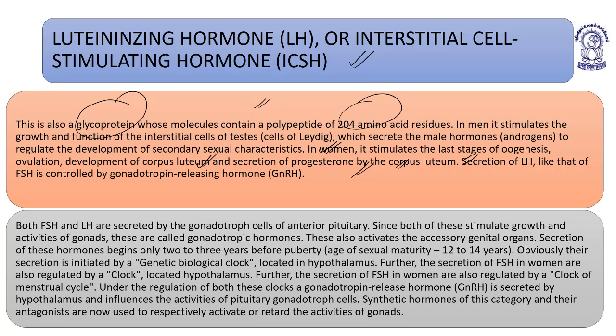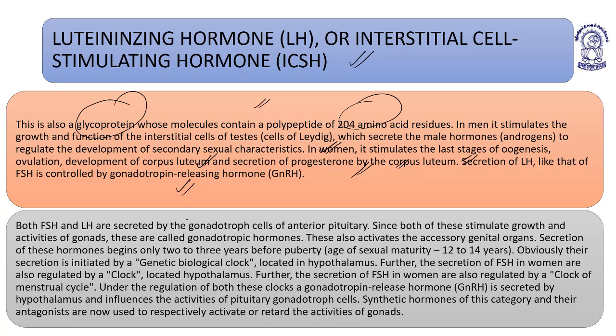Secretion of luteinizing hormone, like that of follicle stimulating hormone, is controlled by gonadotropin releasing hormone. This is also a glycoprotein made up of 204 amino acid residues. In men, it stimulates the growth and function of interstitial cells of testis to secrete androgens, and one of the most important androgens is testosterone. In women, it stimulates the last stages of oogenesis, ovulation, development of corpus luteum, and secretion of progesterone by corpus luteum.